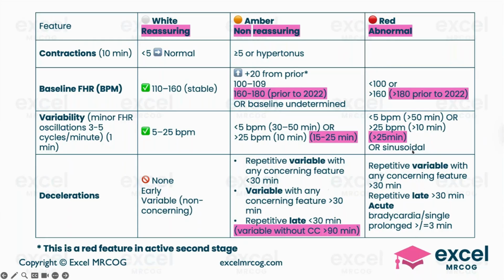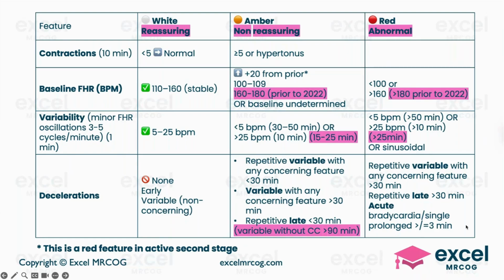Now, either both half, but more than half the times is becoming red. Either one is put in amber. Remember, they need to be concerning. If repetitive late less than half an hour is remaining in amber, but once they cross to more than half an hour, late becomes red. Late more than half an hour becoming red.